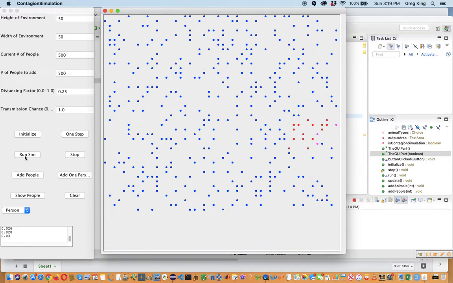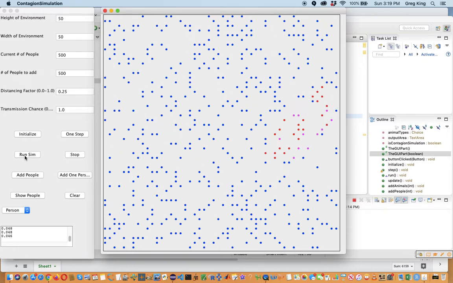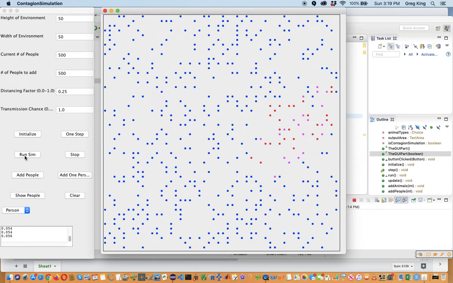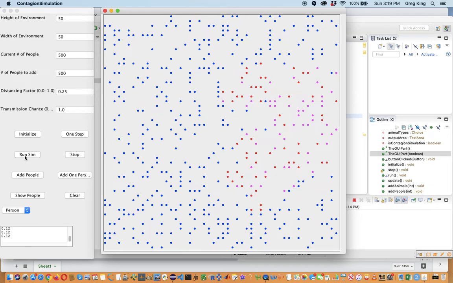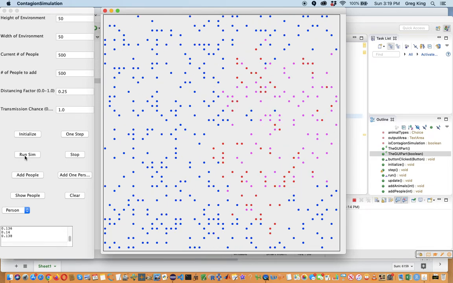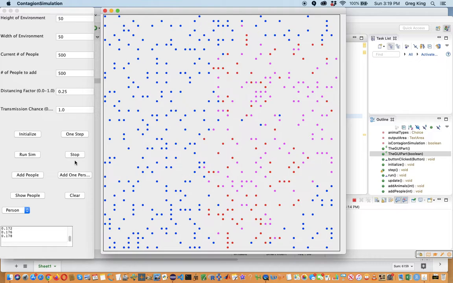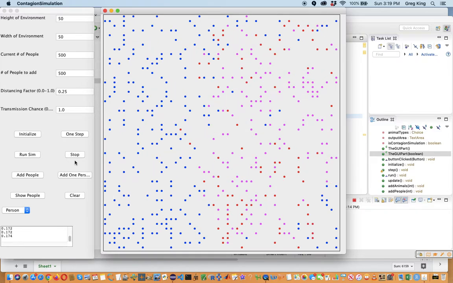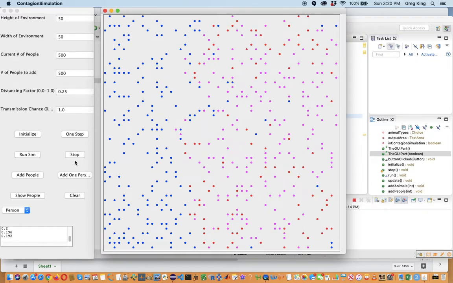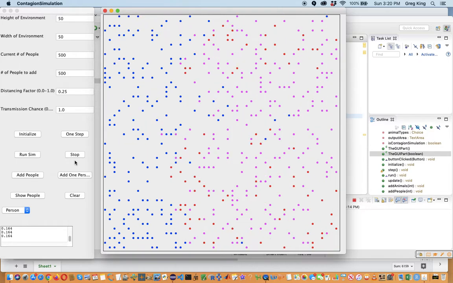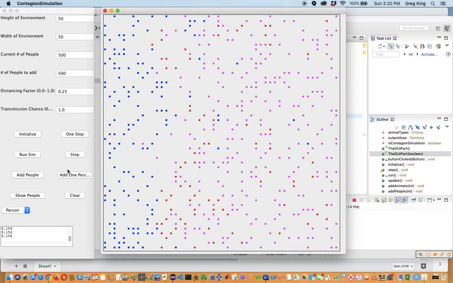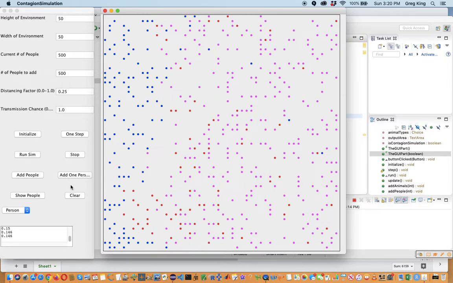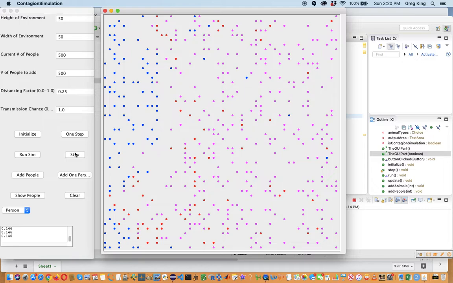You should see in this one, the infection's spreading a lot less quickly. It's still spreading, and if we let it run long enough, it's going to spread out over the whole environment. But we're giving people more time to recover, and the number of newly infected at each step is lower. It's taken a lot longer for that to spread through the whole environment.